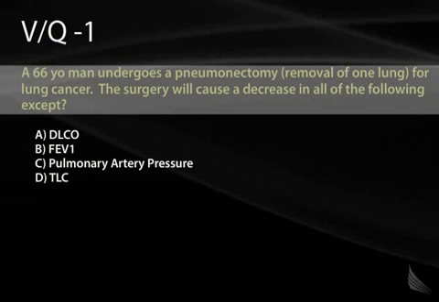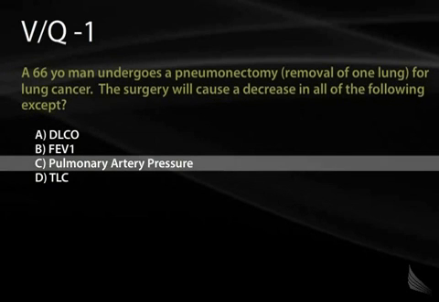His pulmonary artery pressure actually would increase. You've got the same amount of blood flow, but instead of flowing through two lungs, it's only flowing through one lung. So C is the correct answer. His total lung capacity, D, obviously would go down because he's got half as many lungs.